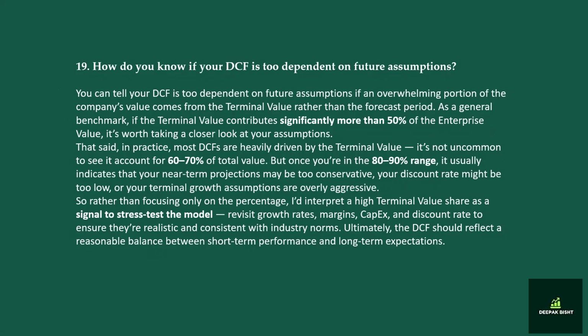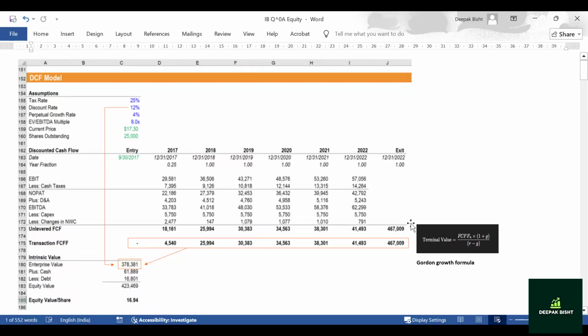Question number 19 is, how do you know if DCF is too dependent on future assumptions? Before you answer this question, think about the DCF's structure. DCF, discounted cash flows, values a company by projecting the future cash flows. Let me just show you my other screen, this DCF. When we're discussing DCF, it's more relevant to use this image every time we get a question, so that all these concepts are crystal clear to you.